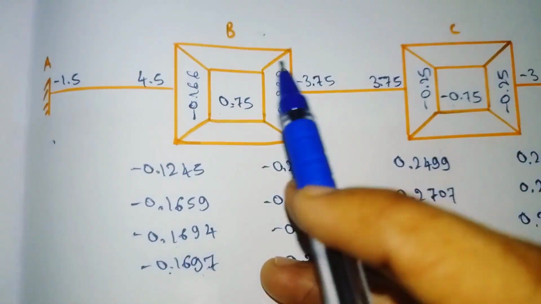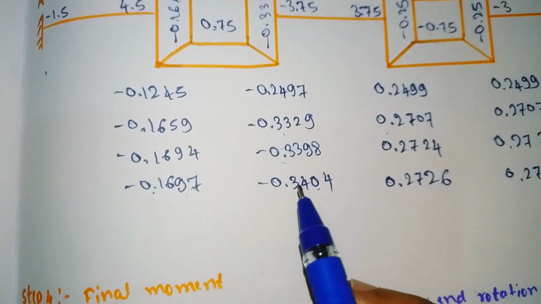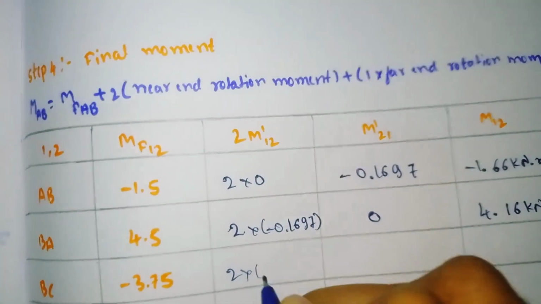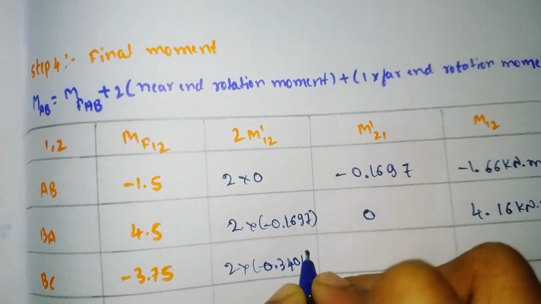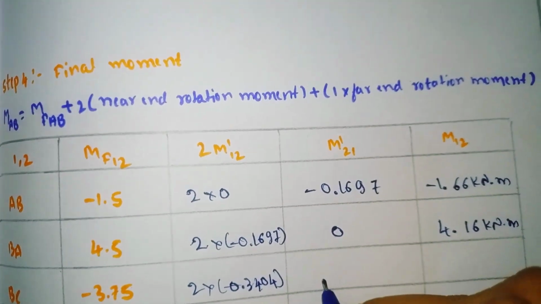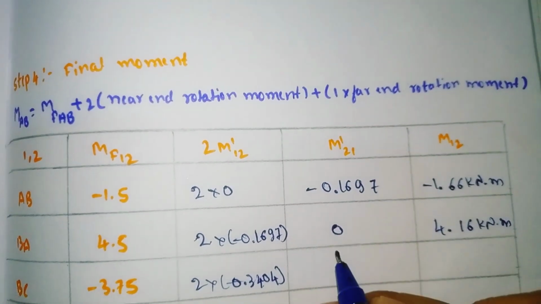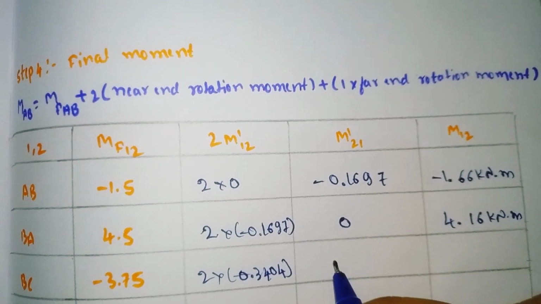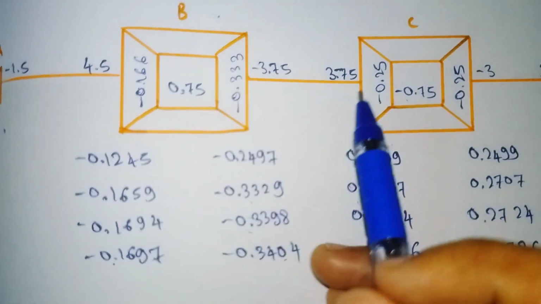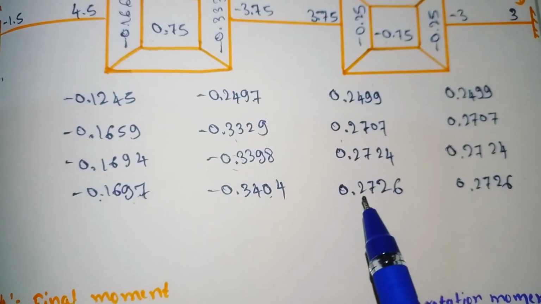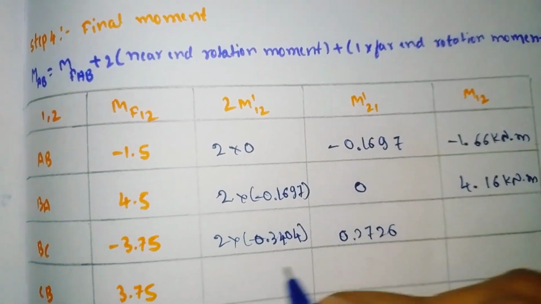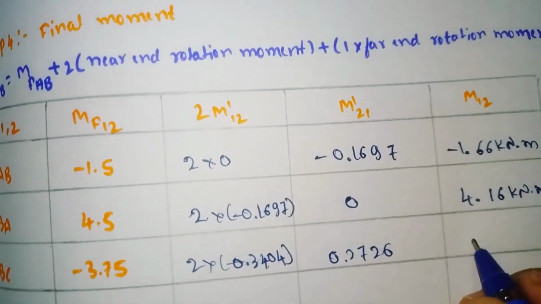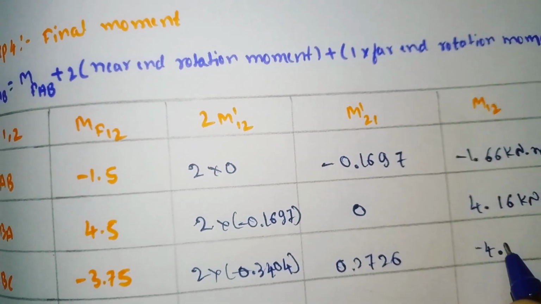Similarly for BC, this is the fixed end moment, and 2 into rotation moment of BC, which we got was minus 0.3404. So minus 0.3404. Now M dash 21 is nothing but rotation moment of CB. Rotation moment of CB we got was 0.2726. So write it here, 0.2726. Now add these three, it will come out as minus 4.15 kilonewton meter.